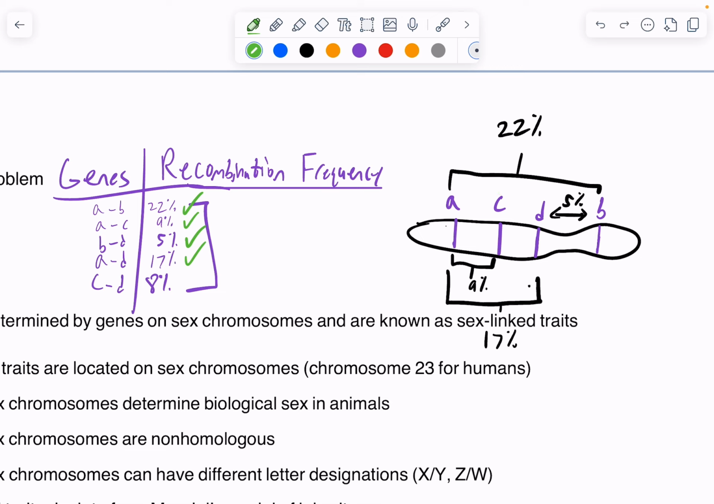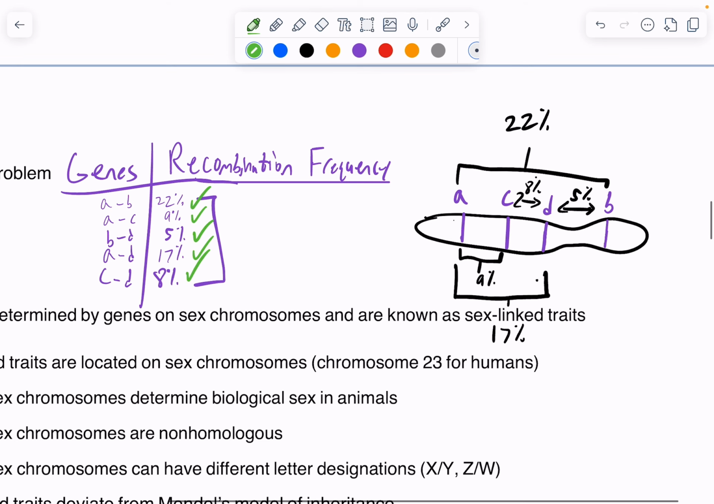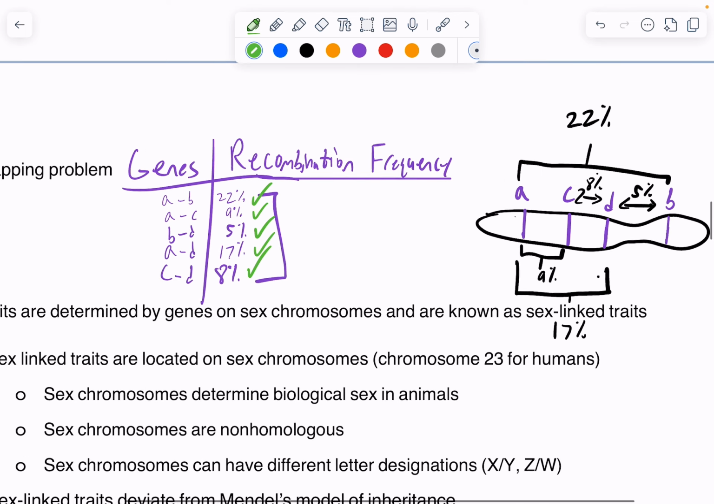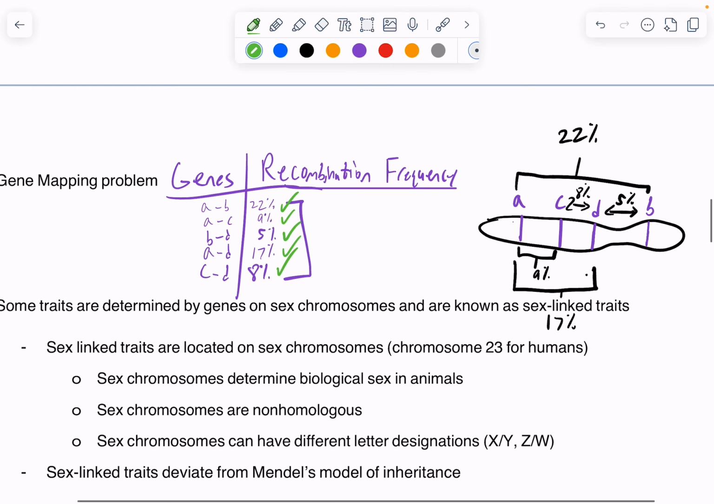If we look at that, A and C are 9% apart. C and D are 17% apart, or A and D. And so the difference is 8%, which should be our answer. Right? So gene mapping is a way to visualize our genes and where they are on the same chromosome. Again, highlighting the fact that they're on the same chromosome. And we can predict how closely together they are linked by how close together they are.